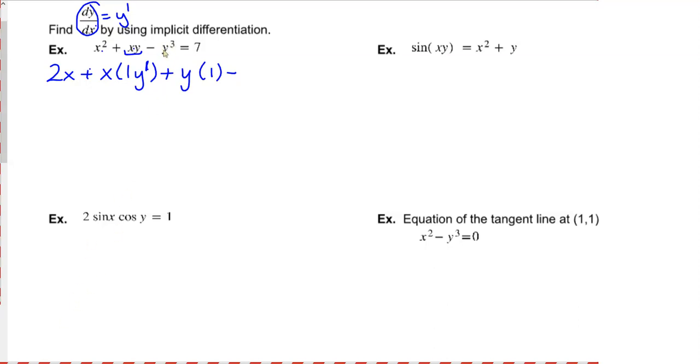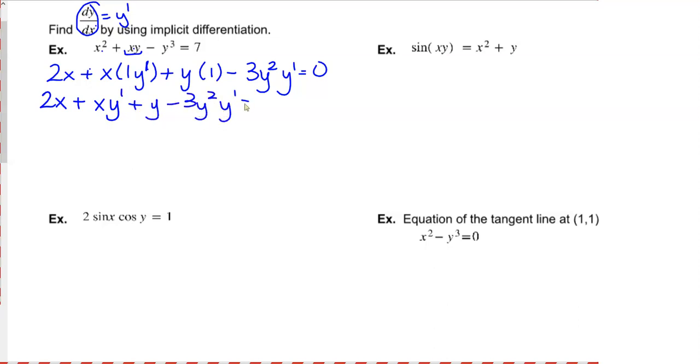Minus the derivative of y cubed, doesn't match my x, so I have to include the y prime. Derivative of y cubed is 3y squared, but then I have to include that y prime for my implicit differentiation, equals the derivative of 7, which is 0. Okay, so I'm going to rewrite this without some of those 1's. I get 2x plus xy prime plus y minus 3y squared y prime equals 0.